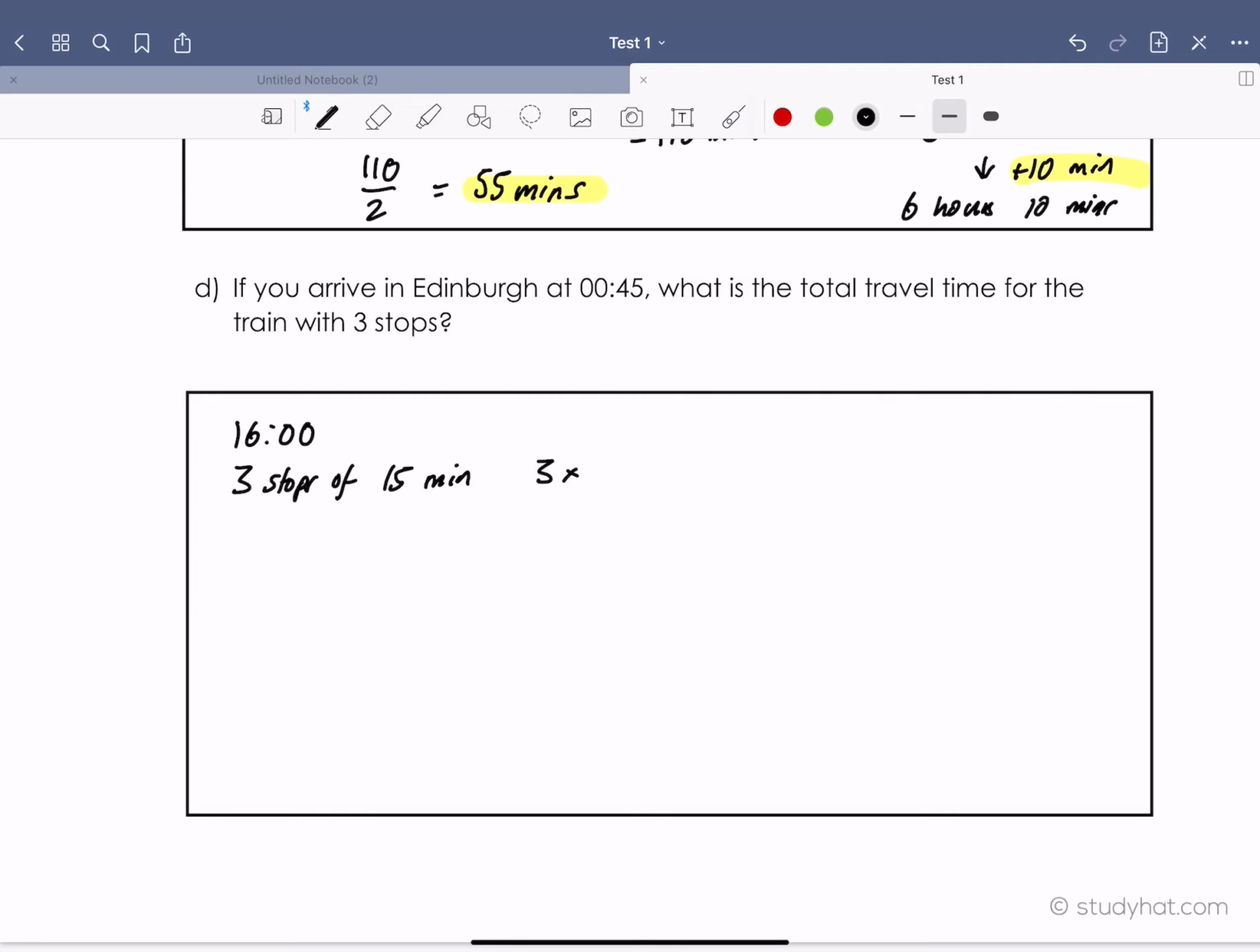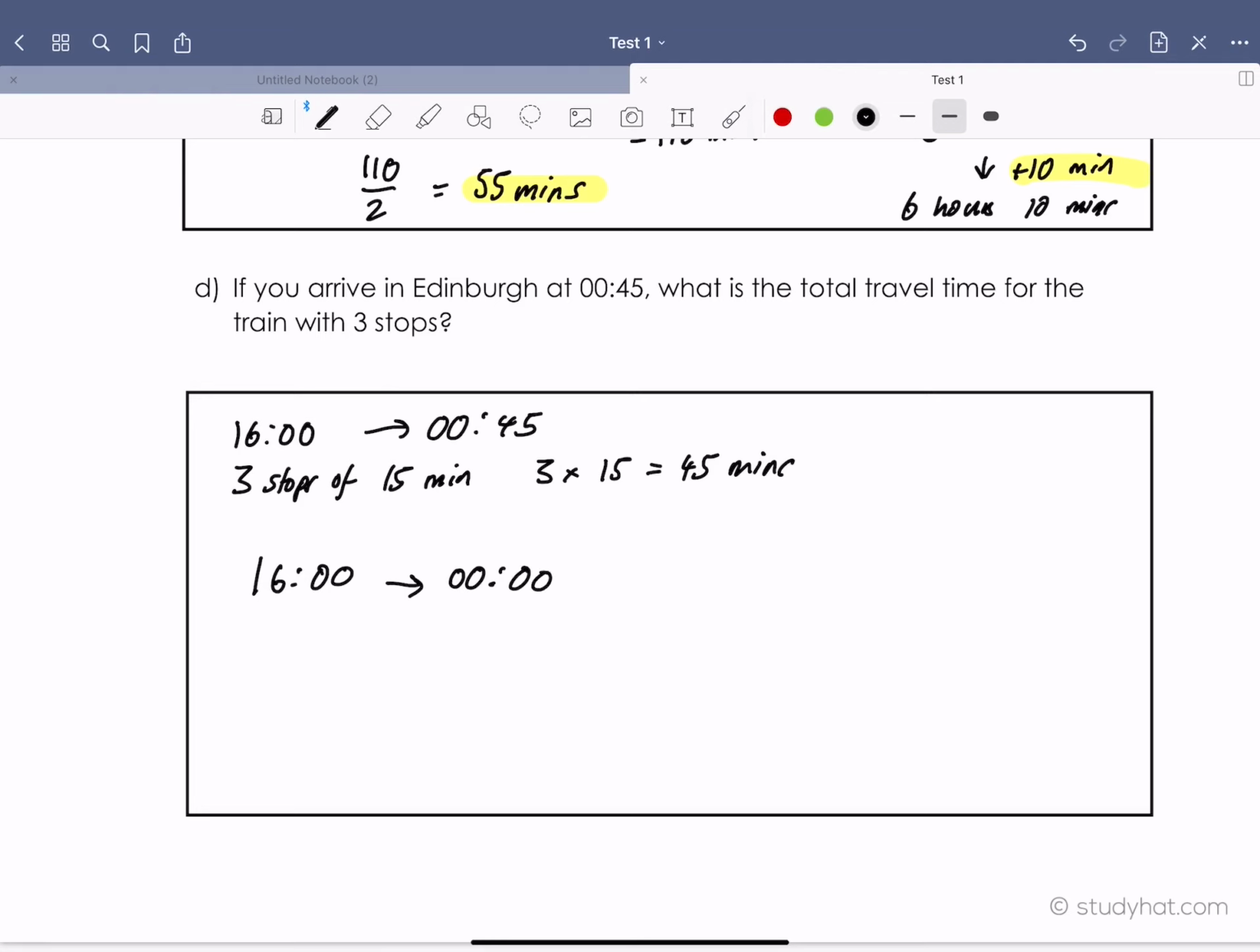Now, how long is that? 3 altogether. 3 times 15 equals 45 minutes. Okay. And we arrived at 00:45. So we can see that 45 minutes of the stops, we can take off here. So we can just figure out the time to midnight. And the other 45 minutes can be the stops.